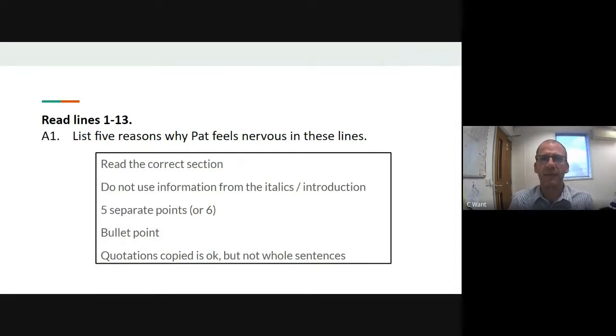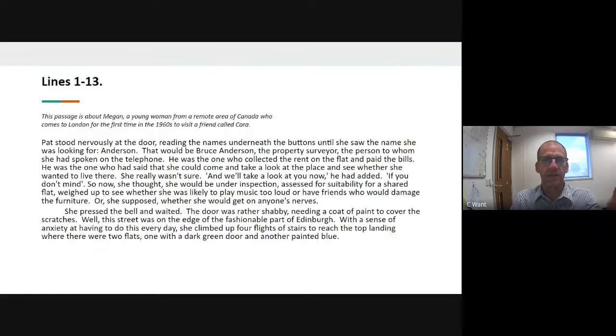So the question, why does Pat feel nervous in these lines? You'll need to use that word nervous in your answer. "Pat stood nervously at the door, reading the names underneath the buttons, until she saw the name she was looking for, Anderson." Nothing so far. "That would be Bruce Anderson, the property surveyor, the person to whom she'd spoken on the telephone." Nothing so far. "He was the one who collected the rent on the flat and paid the bills."